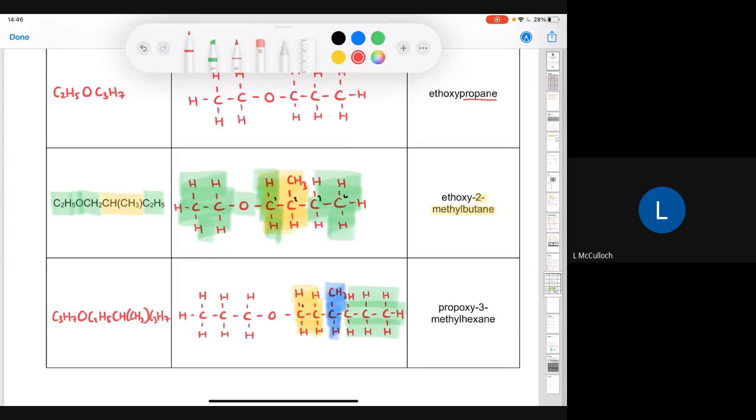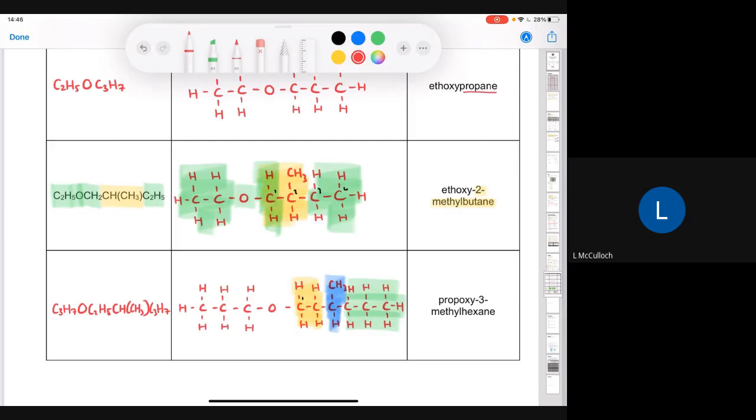All right, so I'll give you just a moment to check your diagram versus the one that I've just drawn. You don't need to put any highlights in yours. I've just done that so you know which parts I'm talking about. And then we'll look at what happens if the alkoxy is coming off of a carbon that's not the first carbon.